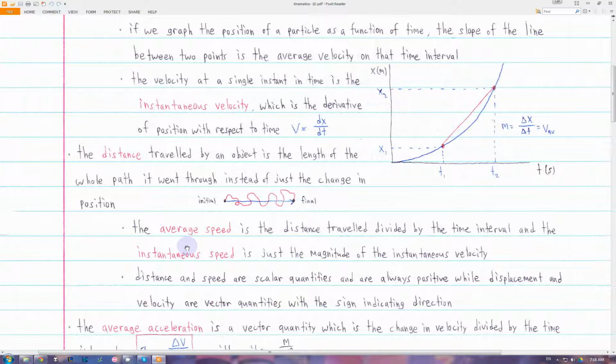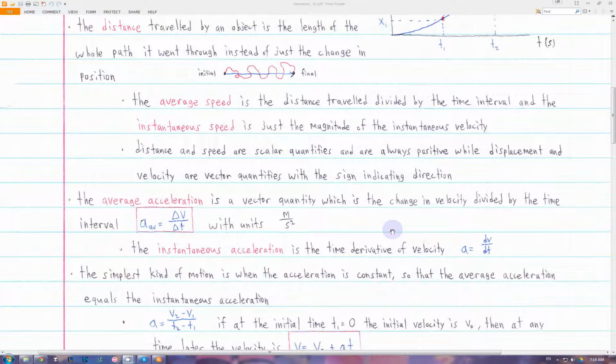So distance and speed are both scalar quantities. They're always going to be positive, and they do not indicate a direction, while displacement and velocity are vectors. So the positive or negative sign on the displacement or velocity is the indicator for direction. The positive or negative indicates if the object is moving to the right or to the left.